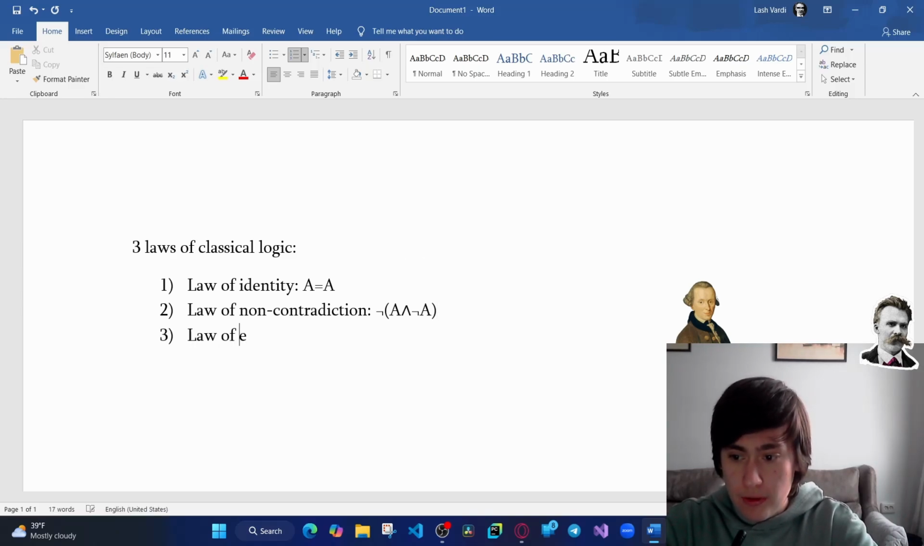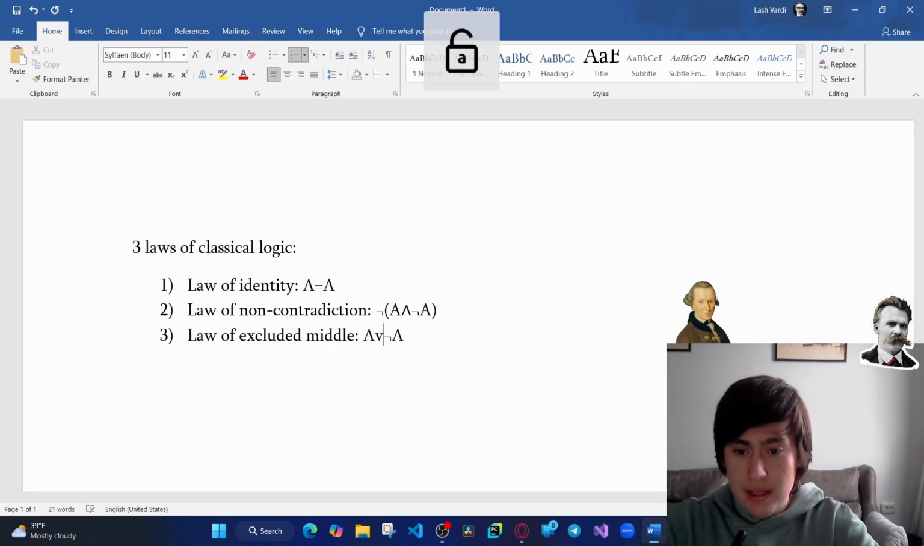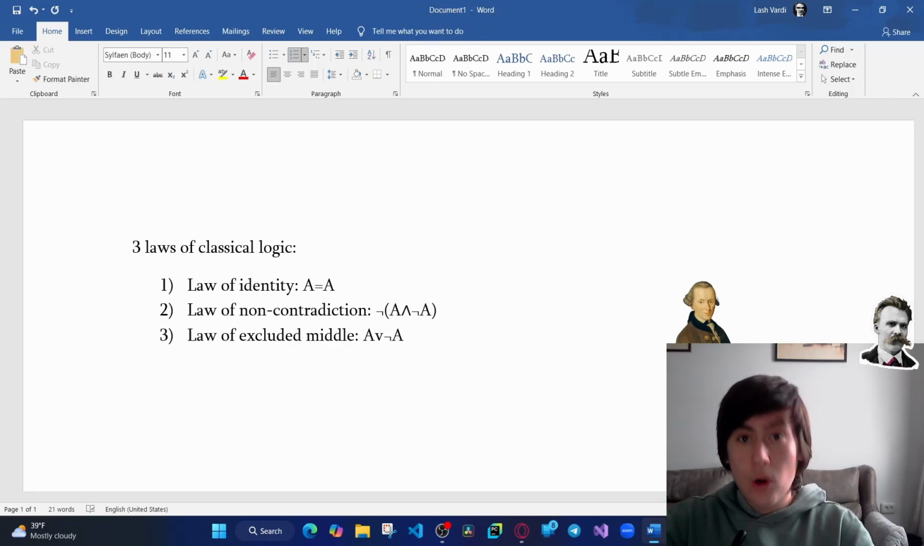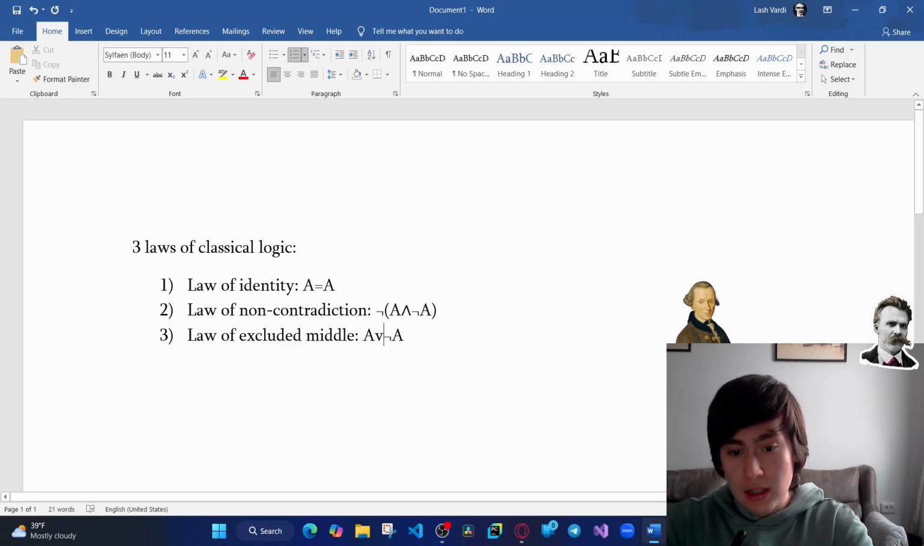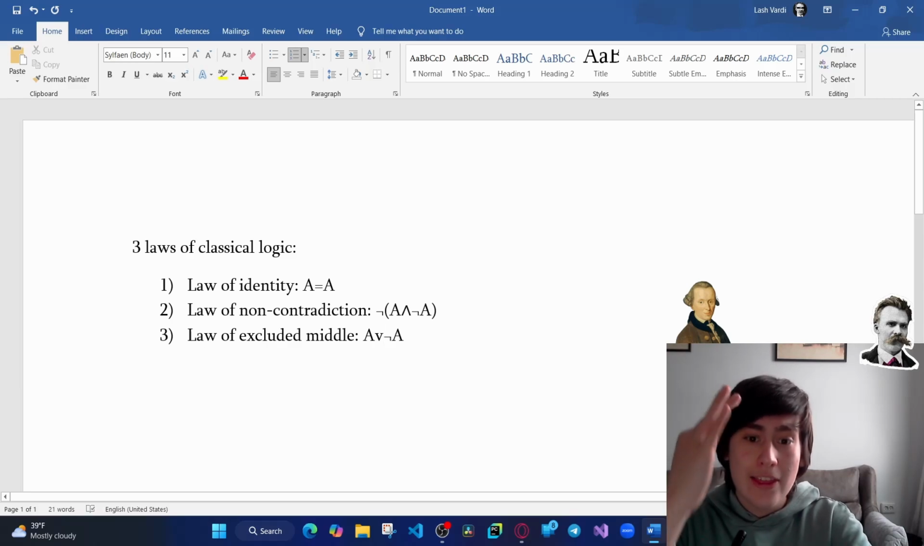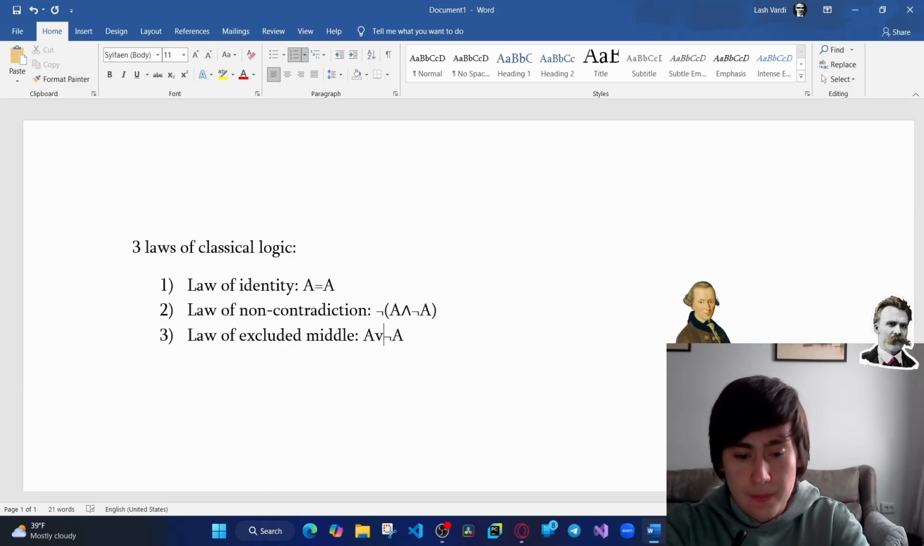Third is law of excluded middle. This has to be written like this. This means that either A or not A. Any statement is either true or false. There is no third option. These laws form the foundation of classical logic and are essential for rational argumentation and reasoning. Law of identity, law of non-contradiction, law of excluded middle. Three laws of classical logic.